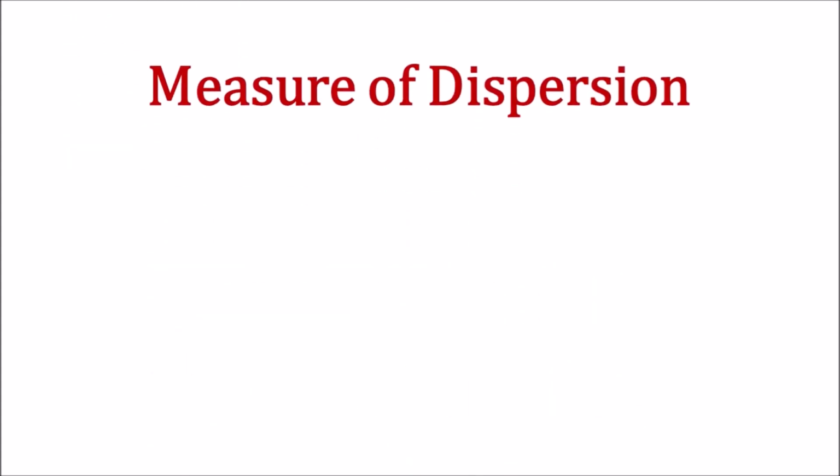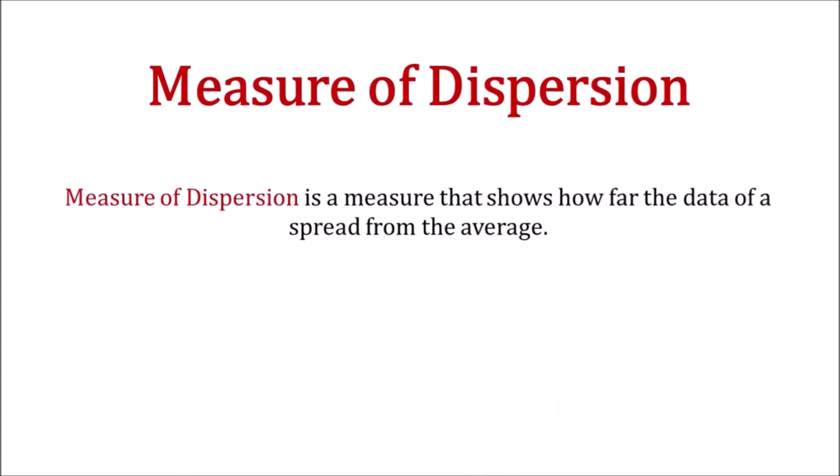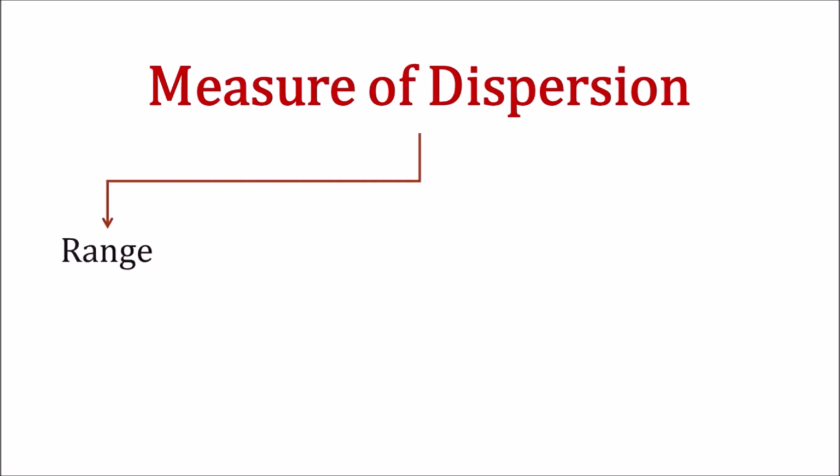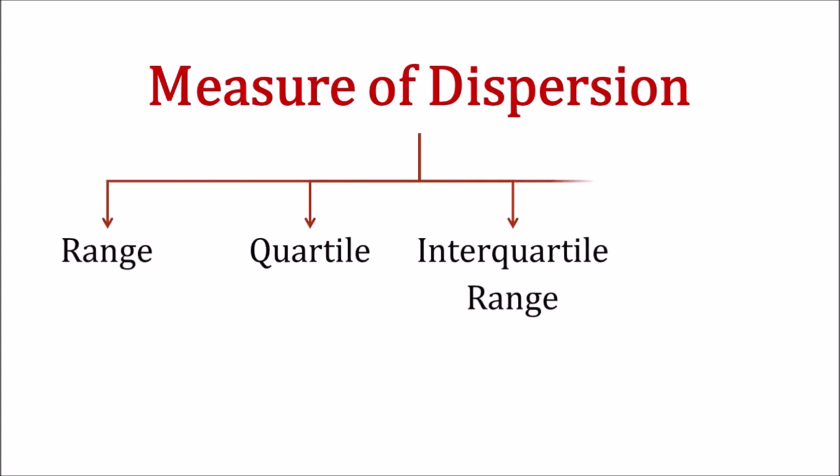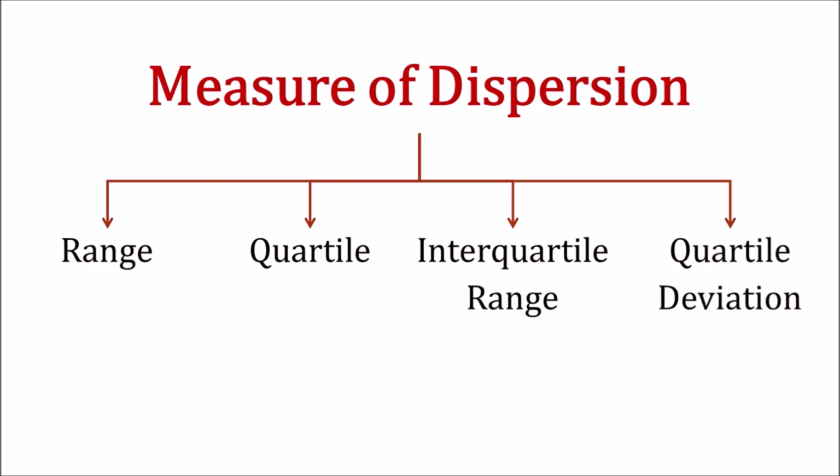Measure of dispersion. Measure of dispersion is a measure that shows how far the data are spread from the average. In this video we will study 4 of them: range, quartile, interquartile range, and quartile deviation.